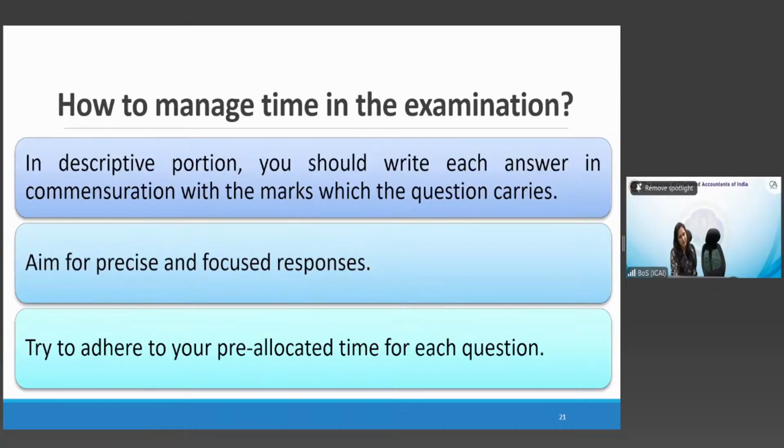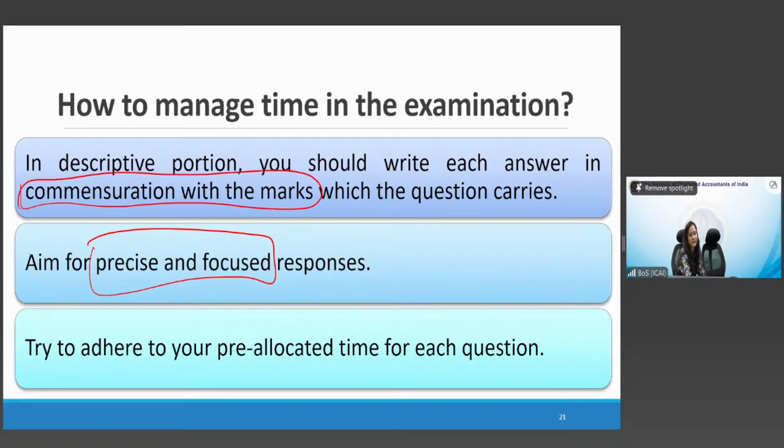And in the descriptive portion, you should write each answer in commensuration with the marks which the question carries. Aim for a precise and focused answer. That is important. I am highlighting the key points which you need to take care of. Try to adhere to your pre-allocated time for each question.